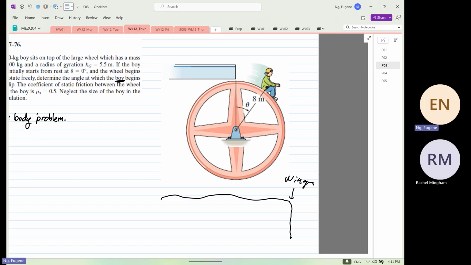Right? You get what I mean? Okay, so this is the so-called fun question. The math is real straightforward. The abstract part is when to concentrate on the wheel and the boy, and when to focus just on the boy.